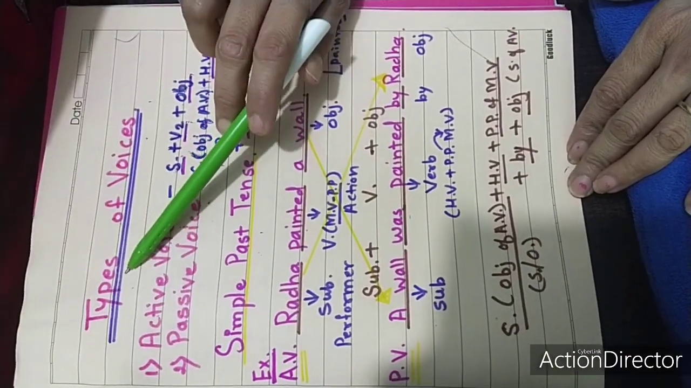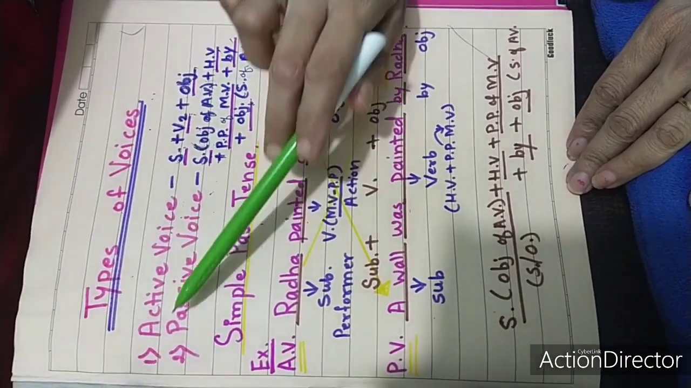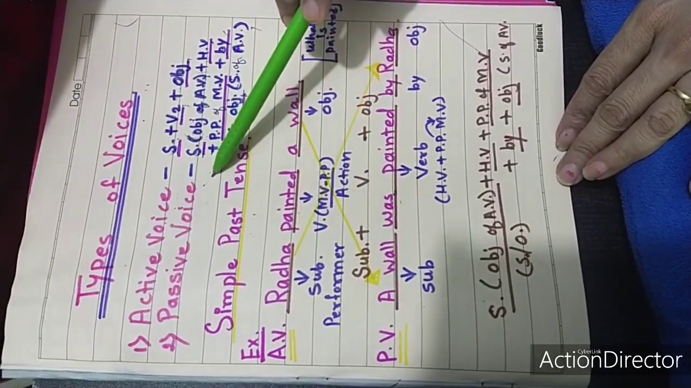If the subject is performer, the sentence is said to be in active voice. If the subject is the receiver of an action, then the sentence is said to be in passive voice. There are 2 types of voices, active voice and passive voice. We are going to study them with the help of structure and examples. See the structure. Students, you can see here the types of voices. Number 1 is active voice and number 2 is passive voice.